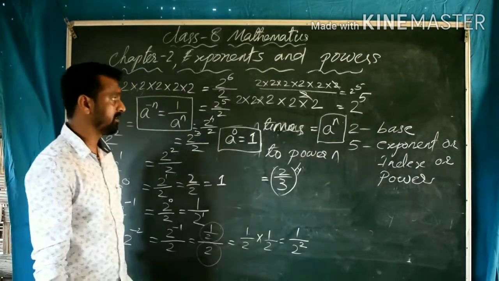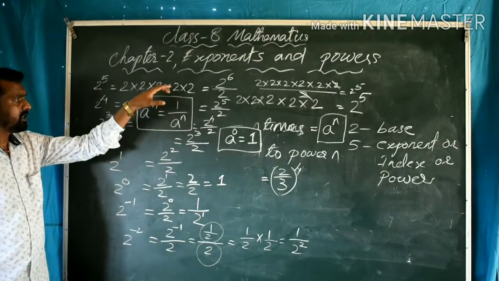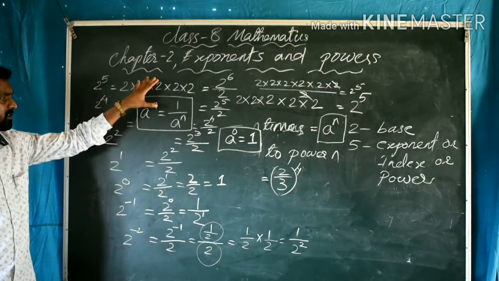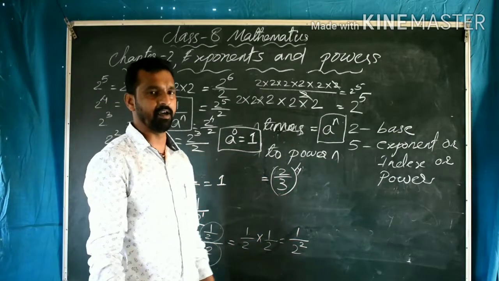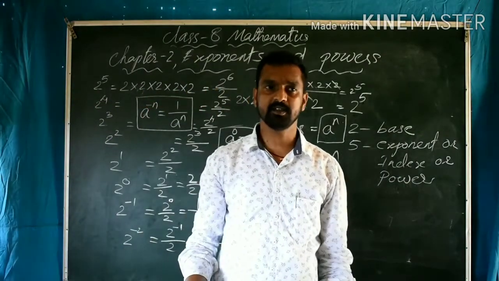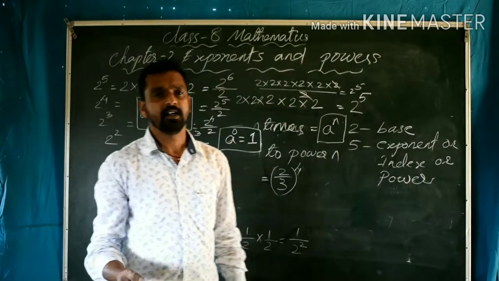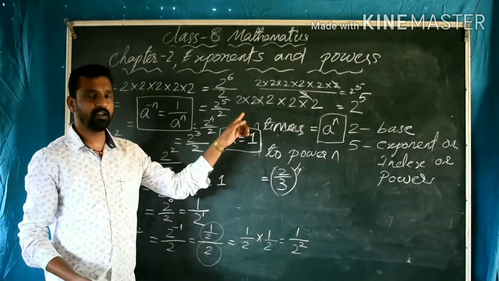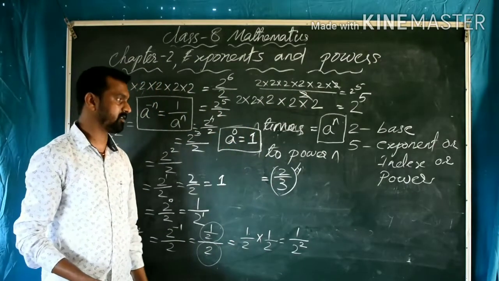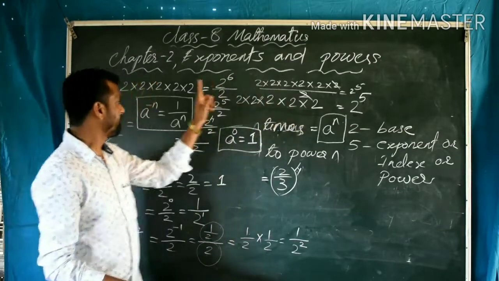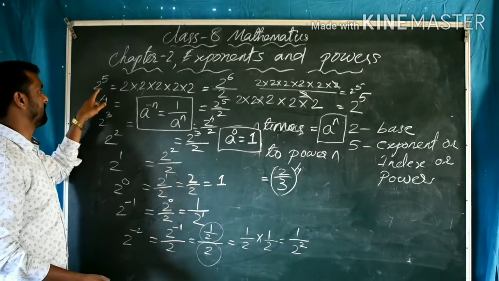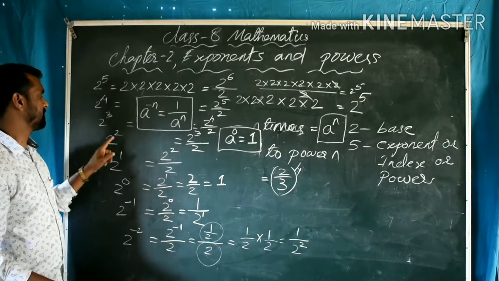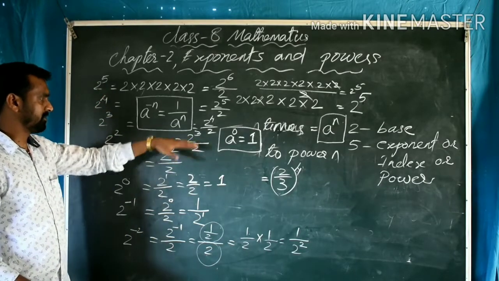Now in these exponents and powers, rational numbers and integers can both be the base. Not only that, positive integers can be the exponent, and negative integers can also be the power. Here positive integers as an exponent: 2 raised to 5, 2 raised to 4, 2 raised to 3, 2 raised to 1, all we have seen here.